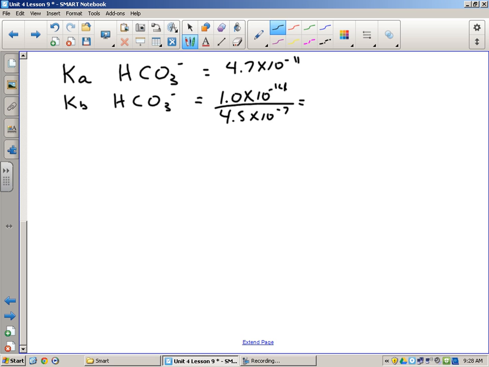Okay? That's how I would find the Kb for that value, for that HCO3 minus. You can't use the top number, because that's when that one is behaving as an acid. I have to use the Ka of the acid that combines with it, basically. So that works out to be 2.2 times 10 to the negative 8.